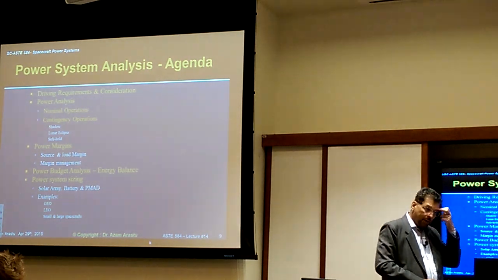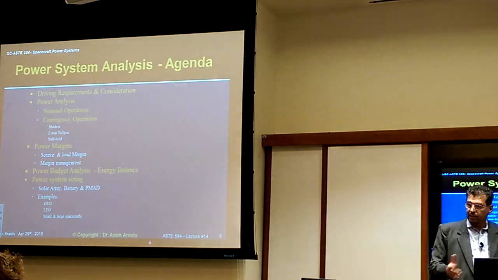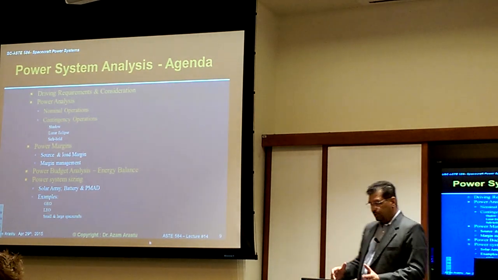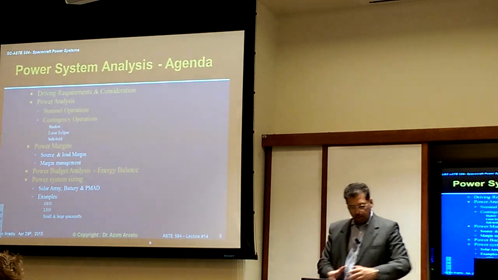Then the question of power margin: how much margin can I get? And how much margin should I keep at the source, and how much at the load?